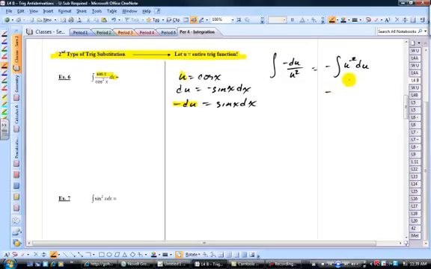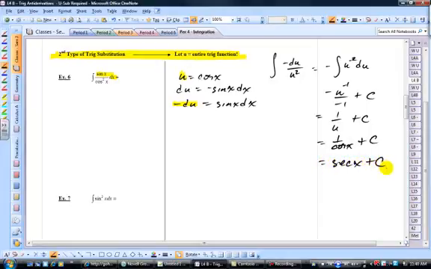And then you get negative u to the negative 1 divided by negative 1, plus c. And that simply is 1 over u plus c, which is equal to 1 over sine, no, whoops, that's not it. u is equal to cosine. Yeah, okay. 1 over cosine x plus c. What's 1 over cosine x? Okay, who got it right on this one? Secant x plus c.